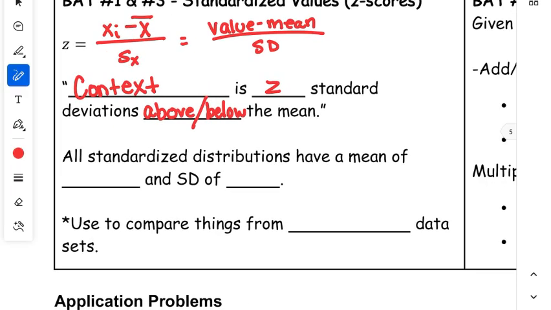All standardized values have a mean of 0 and a standard deviation of 1. That makes it easy to compare. So we use it to compare things from different data sets.